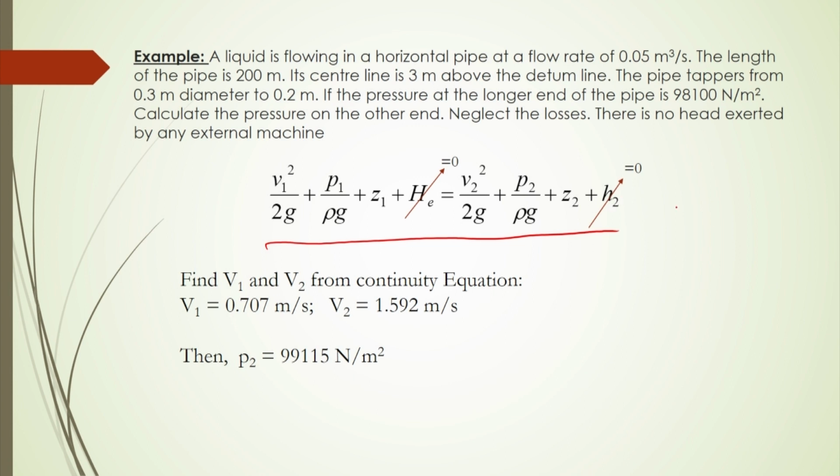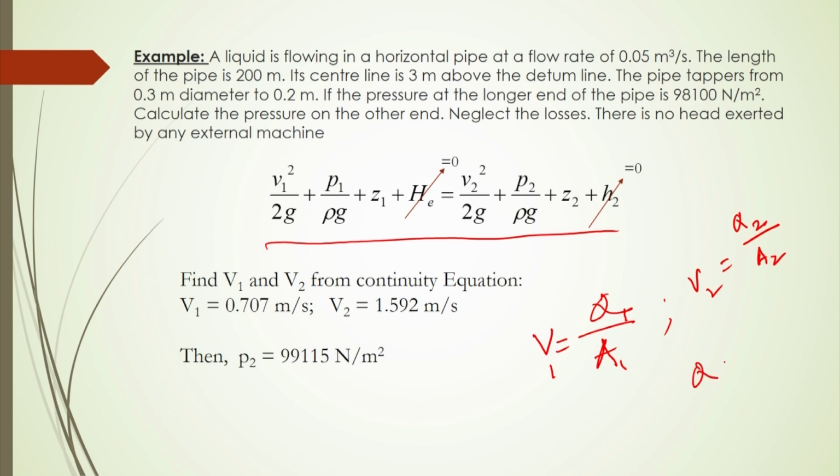So, H2 will be equal to 0 if we consider these two sections of this pipe, where in one cross section the diameter is 0.3 meter and in the other cross section it is 0.2 meter. Based on that, the flow rate is given as 0.05 meter cube per second. So V1 and V2 can be easily calculated as flow rate divided by cross-sectional area, that will be your V. So V1 will be Q1 by A1 and V2 will be equal to Q2 by A2 here.